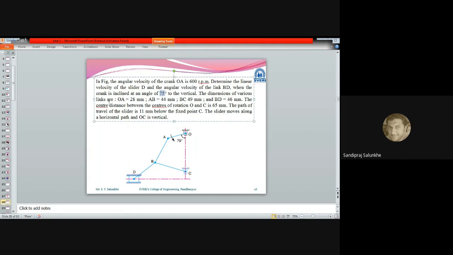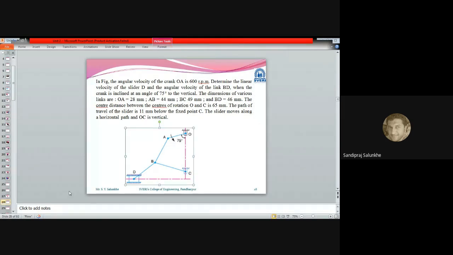The dimensions of various links are: OA is equal to 28 millimeter, AB is equal to 44 millimeter, BC is equal to 49 millimeter, and BD is equal to 46 millimeter. The center distance between centers of rotation O and C is 65 millimeter. The path of travel of slider is 11 millimeter below the fixed point C. The slider moves along the horizontal path, and OC is vertical. So this is what the problem statement is.